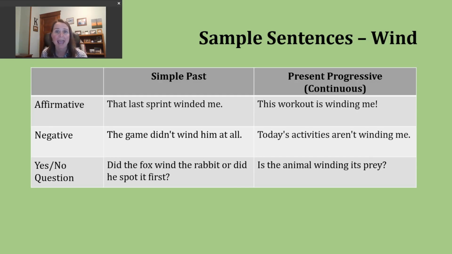The nice thing about making sentences in the simple past tense is that our pattern is going to stay the same no matter what our subject is. So in the affirmative, we're going to have our subject and we're going to then use that ed form of the verb because the short I wind is a regular verb. Here's an example sentence. That last sprint winded me.